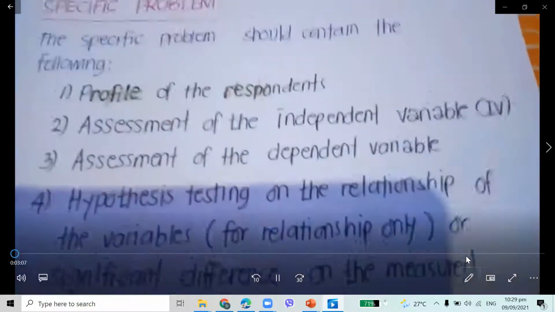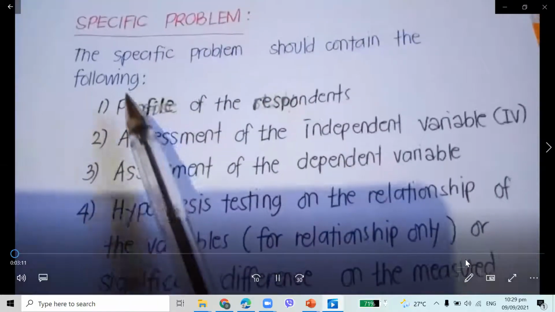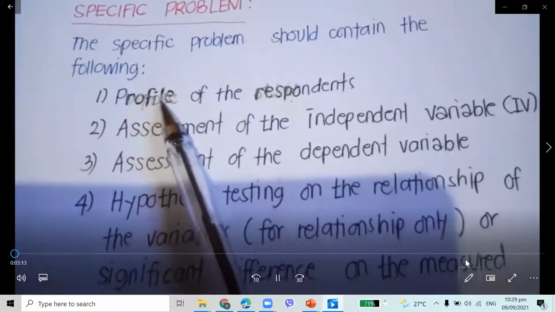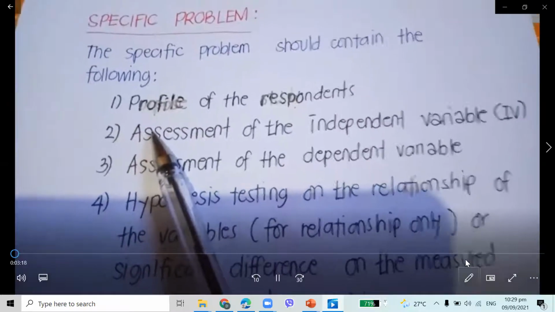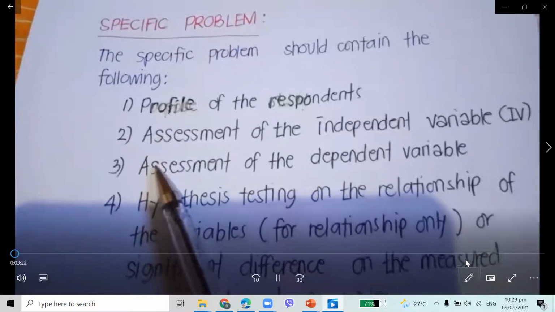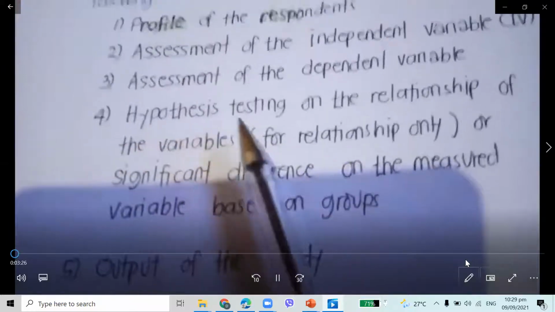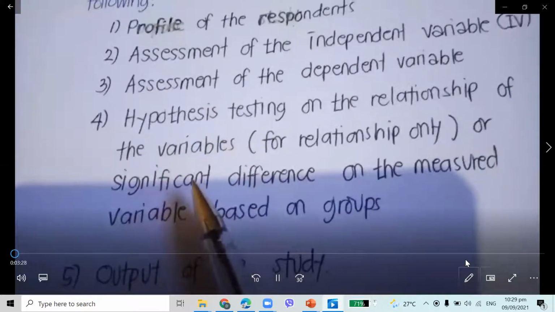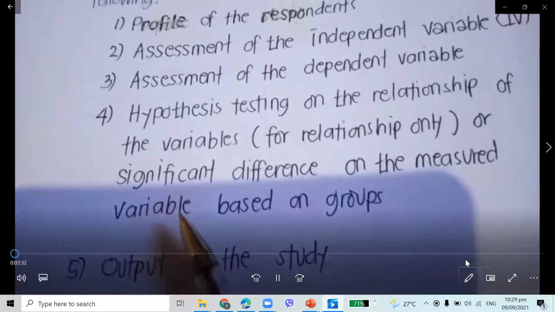On the other hand, the specific statement of the problem should contain, first, the profile of our respondents. Second, the assessment of the independent variable. Third, the assessment of the dependent variable. Fourth, we have the hypothesis testing on the relationship of the variables or significant difference of the measured variable based on groups.